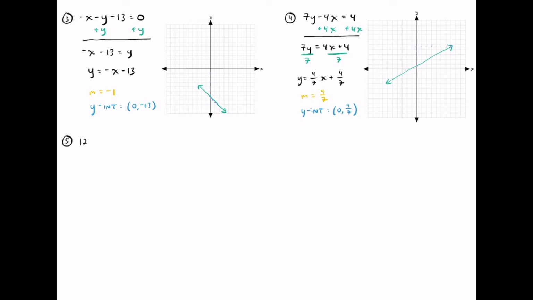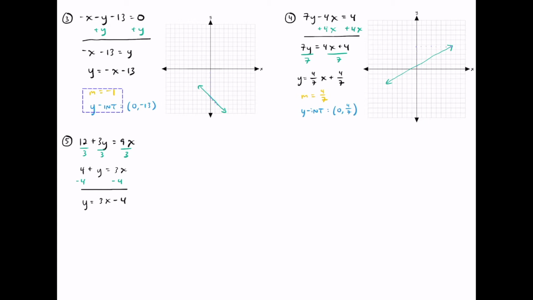Alrighty, for number 5, let's take a look at this one. Let's try 12 plus 3y is equal to 9x. Before we even get started for this one, I'm just going to divide everything by 3 from the beginning. That's the GCF for all the terms. So that's going to be 4 plus y is equal to 3x. And then to isolate the y, we can just subtract 4 from both sides. And then y is equal to 3x minus 4.